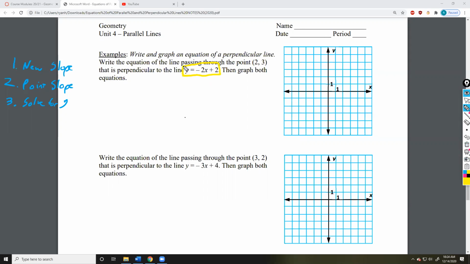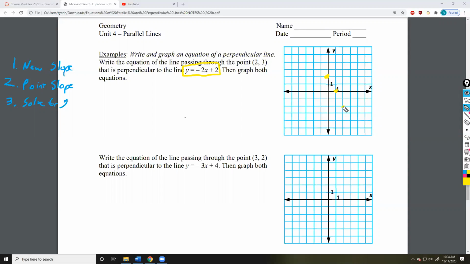So our line that we're looking at is y equals negative 2x plus 2. So I'm going to go ahead and graph that. Our y-intercept this time is at positive 2, so we're going to go up to 2. And then our slope is negative 2, which means we want to move down 2 and to the right 1.